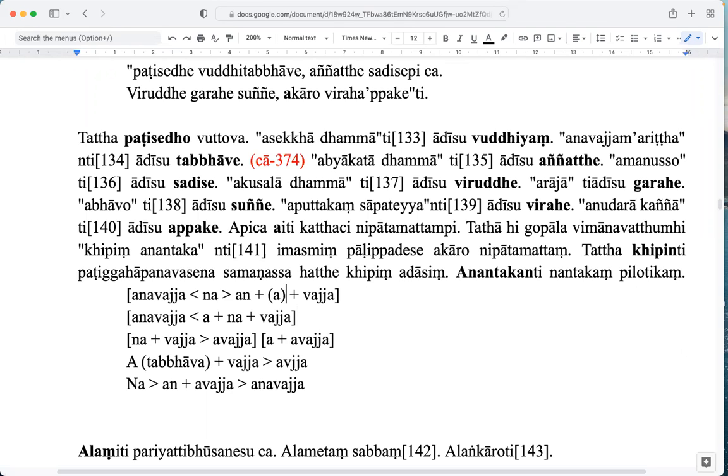So we confirm the na plus a plus vaccha formation. Na plus avaccha or na plus a plus vaccha. Na plus a plus vaccha. But that a should be understood between na and vaccha. Okay. So finally we can see the formation of that anavaccha is na plus a plus vaccha. At that time, that a has no special meaning, that is called the bawa here.